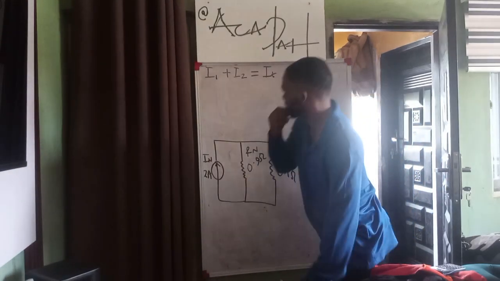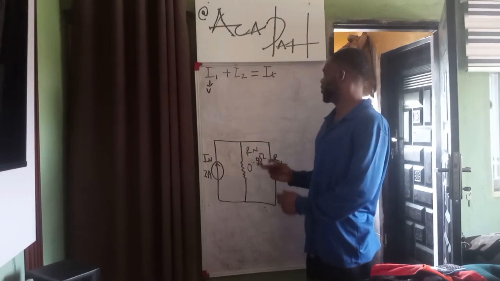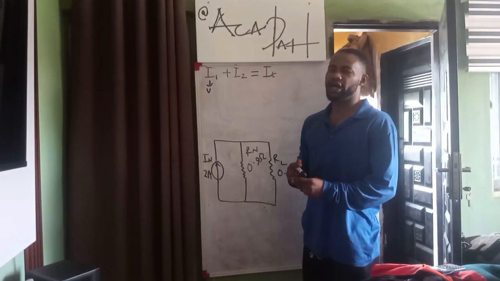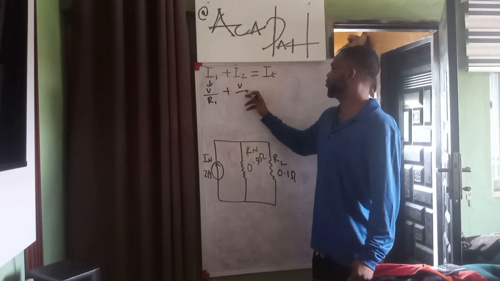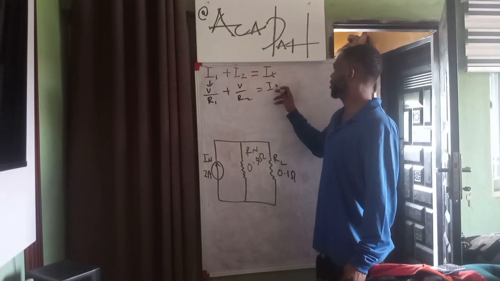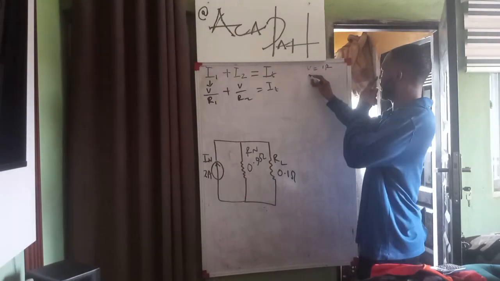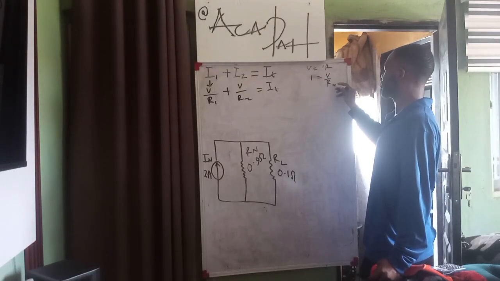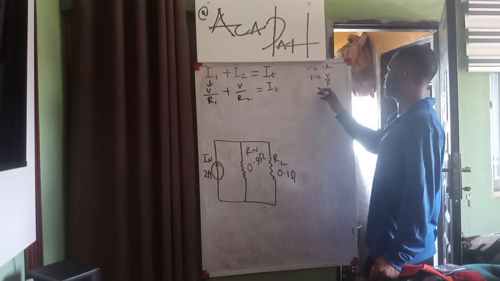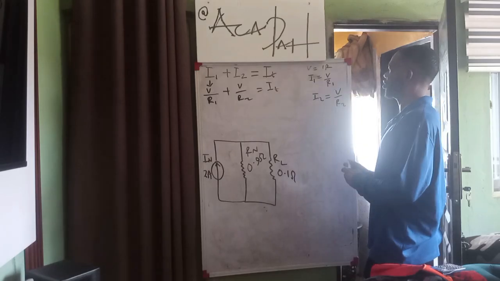So if I know that, I'll simply say that this I1 will be equal to V, which is always the same. Voltage is the same for anything in parallel, while current is the same for anything in series. V over R1 plus V over R2 will be equal to the total current. Then remember what we just stated. We just stated that V is equal to IR, and I is equal to V over R. Note that. So if I know this, it simply means that I1 is this, and I2 is equal to V over R2. That is what we are trying to do.